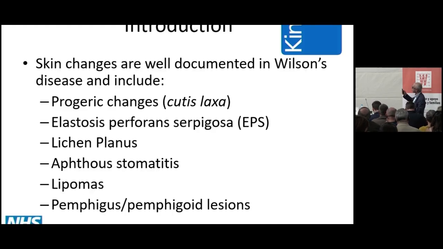They are changes related to progeria or premature aging, and it's called cutis laxa in medical terms. Then there is elastosis perforans serpiginosa, and then there's lichen planus and aphthous stomatitis, which can affect the mouth and the gum areas, and then lipomas or lipid deposits throughout the skin, and then pemphigus. These are superficial skin areas throughout the body.